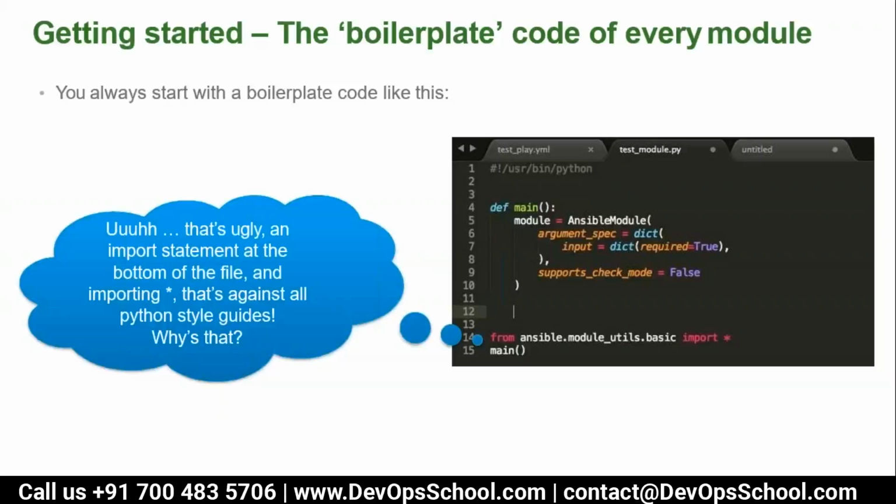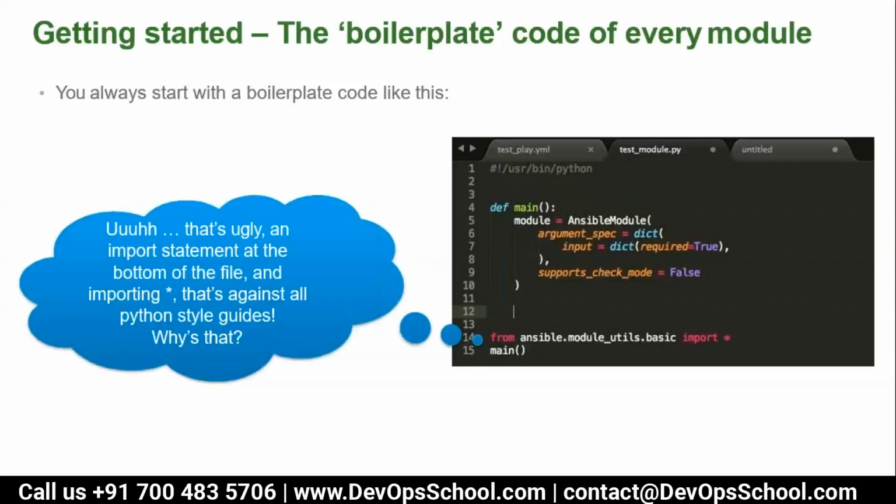And then finally look at line number 14: from ansible.module_utils.basic import everything. So basically ansible module, which you see at line number 5, is being implemented with line number 14. This is the basic skeleton of a module. This is the way you can find it. You go to the modules directory, open any core module, and you'll find the same structure.